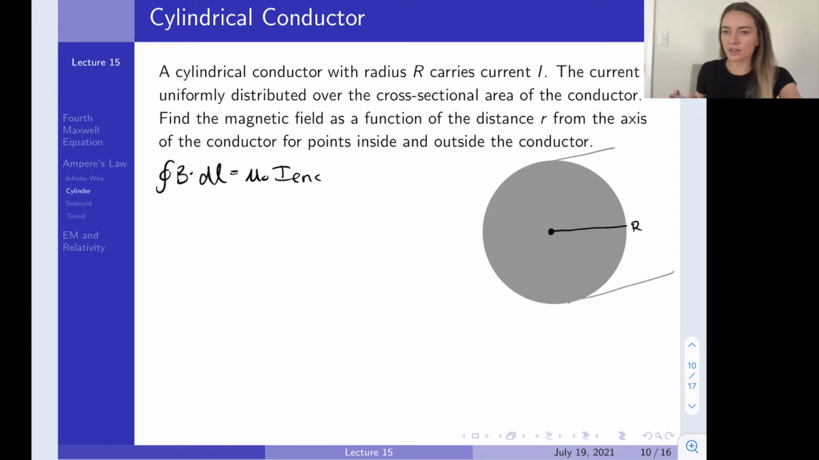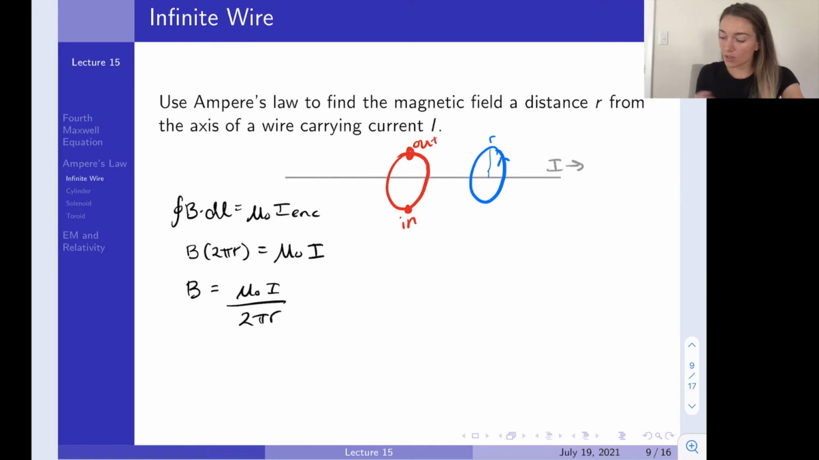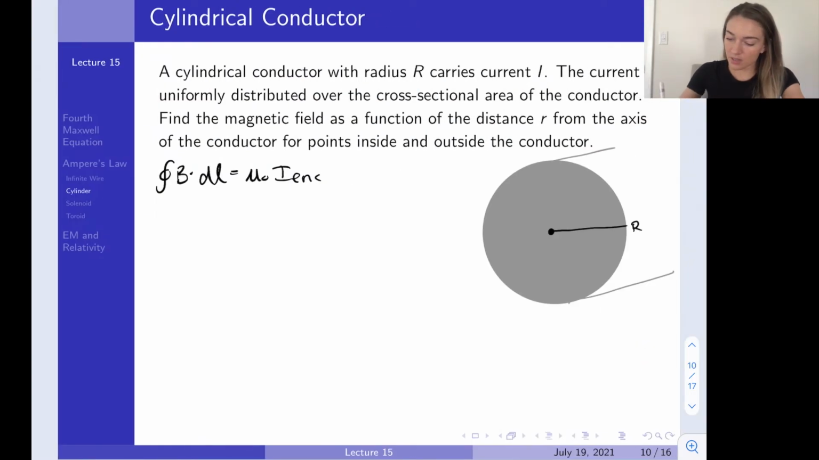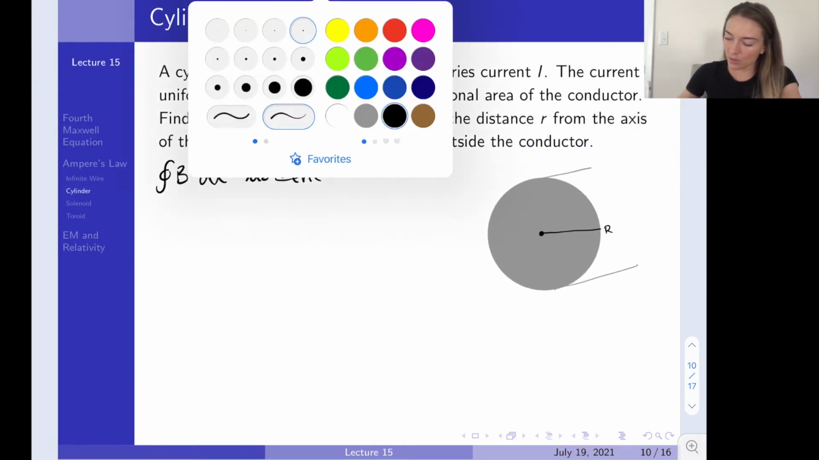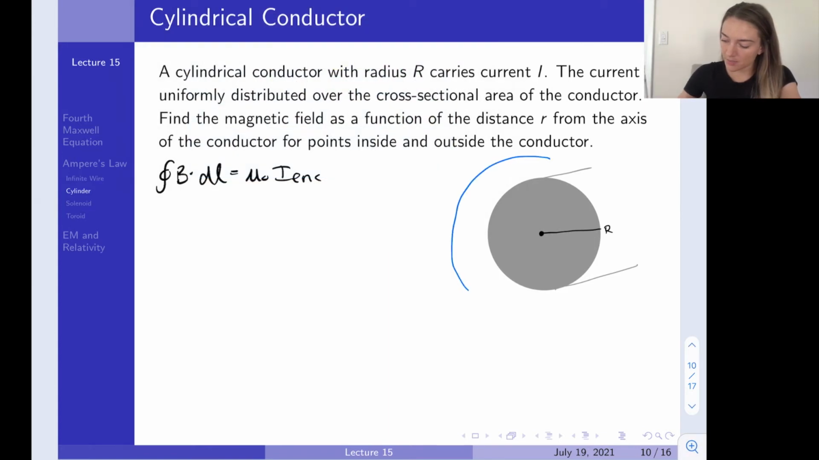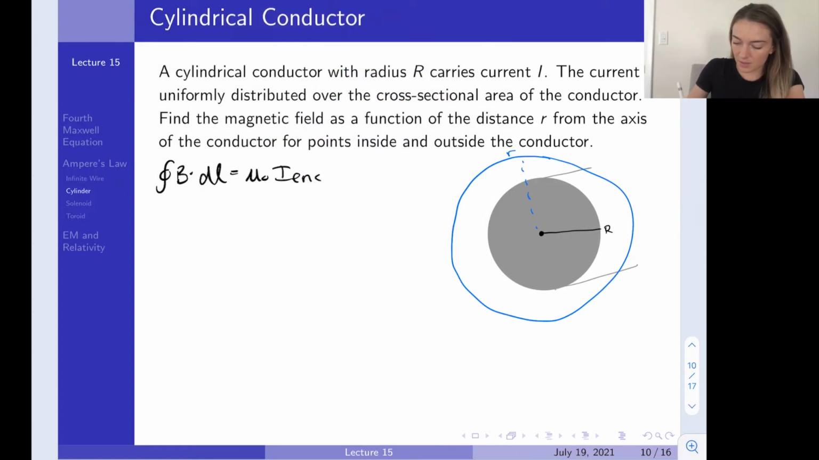So outside the conductor, we can already guess what our answer should be, and it should look like that of an infinite wire. So we should expect basically this. So what we can do is, let me draw this a little bit smaller. We're going to have our Amperian loop out here, and our Amperian loop is some radius r. So let's do when r is greater than the radius.